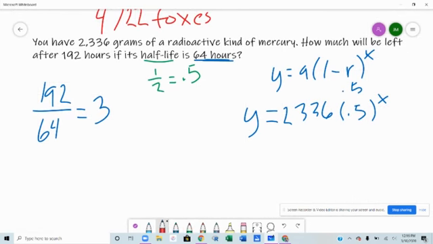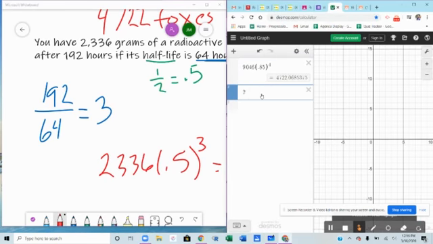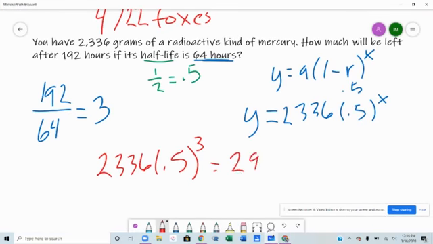So you're going to do 2,336 times 0.5 to the power of 3. Go back to Desmos. 2,336 times 0.5 to the power of 3, which is 292 grams.